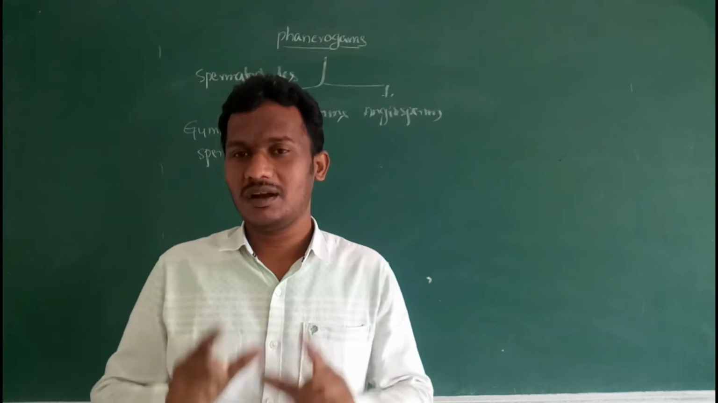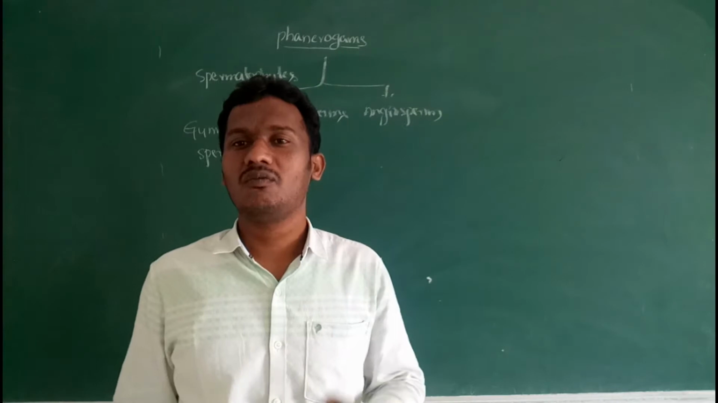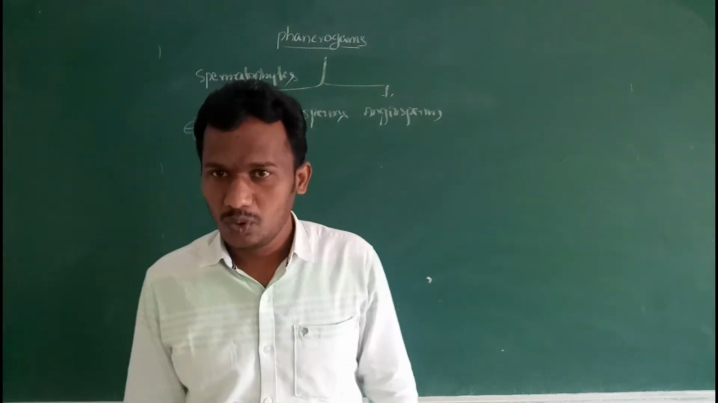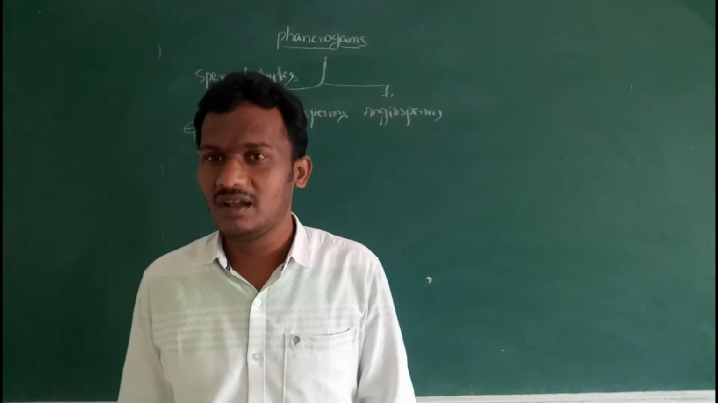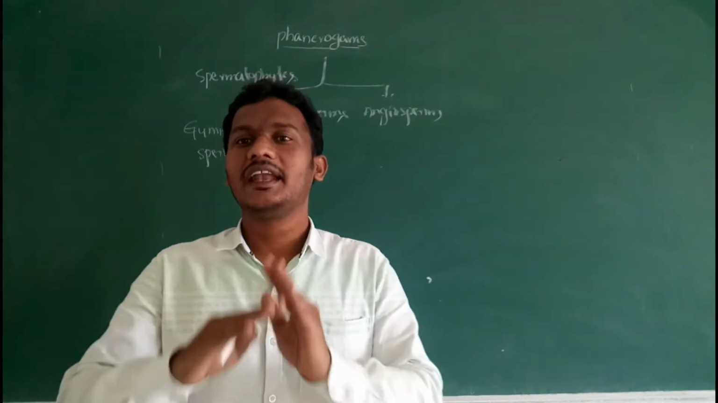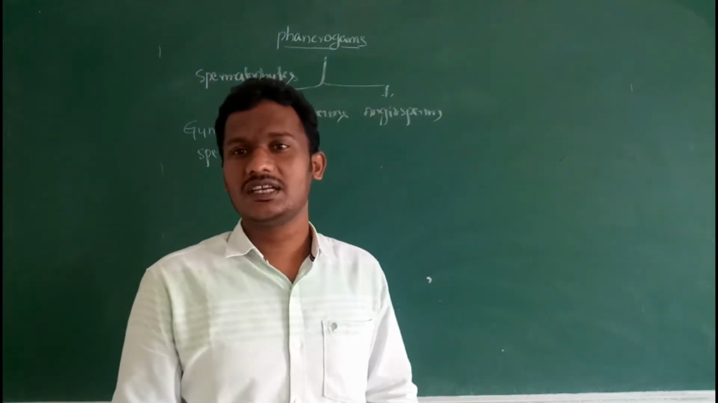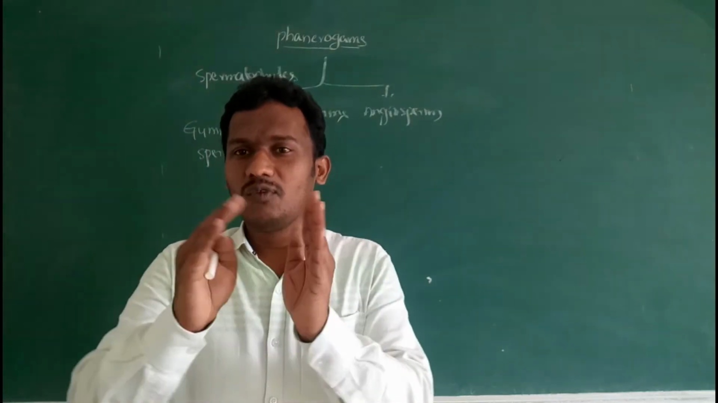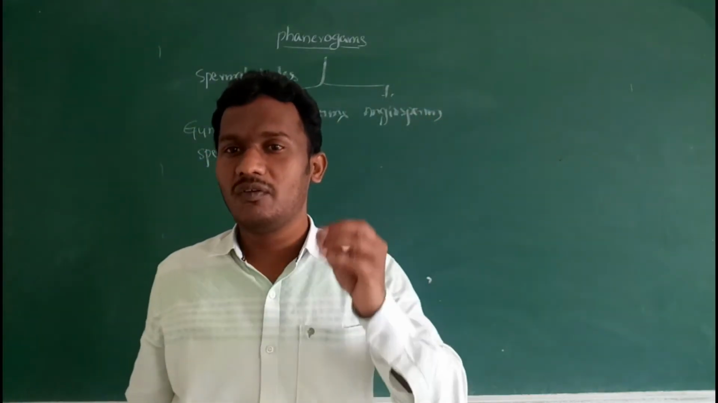A seed coat is present, but the seeds are not enveloped by ovary walls, that means the ovary is absent. This type of plant is known as gymnosperms. After fertilization, the seeds are not covered by any fruit wall, that means pericarp. Before fertilization, the ovule is also naked, enveloped by the integument but not covered by any ovary wall.